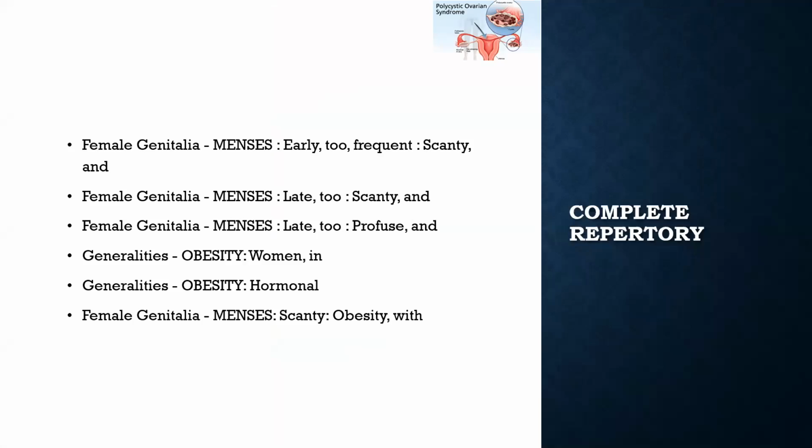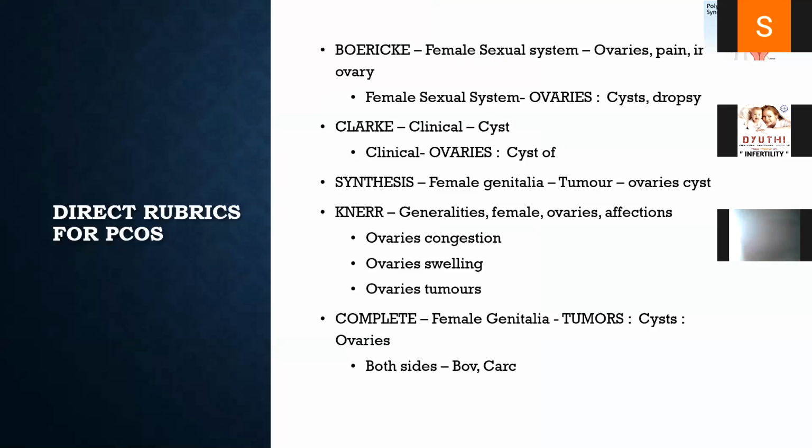And again, female genitalia, menses, scanty, obesity with. These are the rubrics in complete repertory. The next one being some direct rubrics for PCOS. Now, talking about Boericke's repertory, under female sexual system, you can find ovaries, pain in the right ovary. I forgot to say, in Boericke's it's always divided into systems, respiratory system, circulatory system. The same way, female sexual system, ovaries, cyst, dropsy.